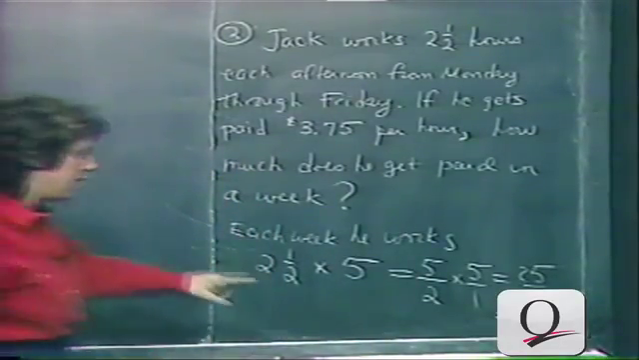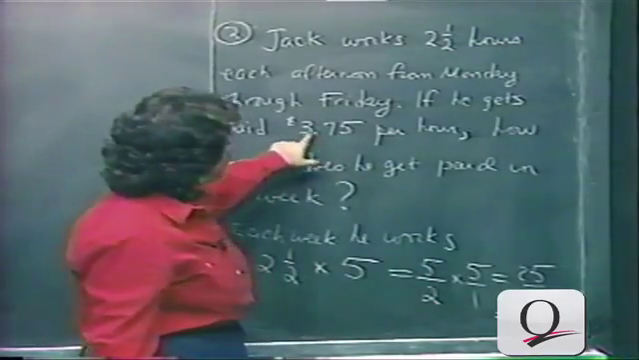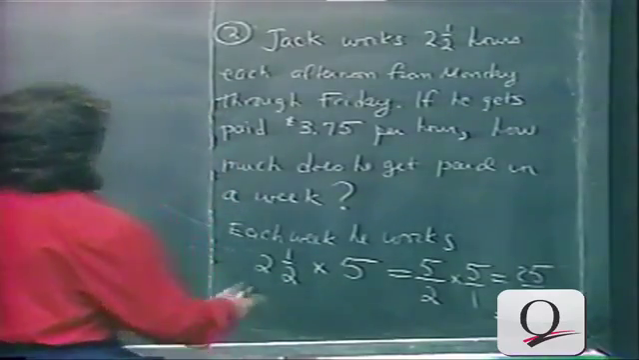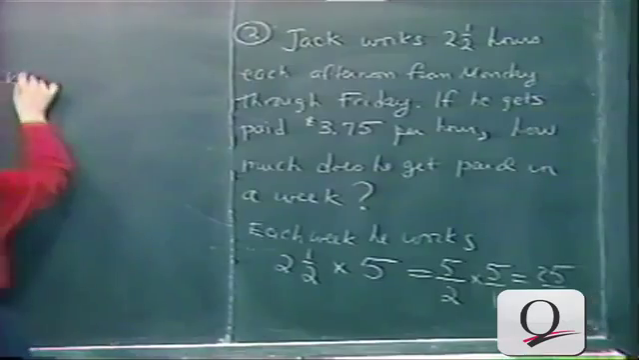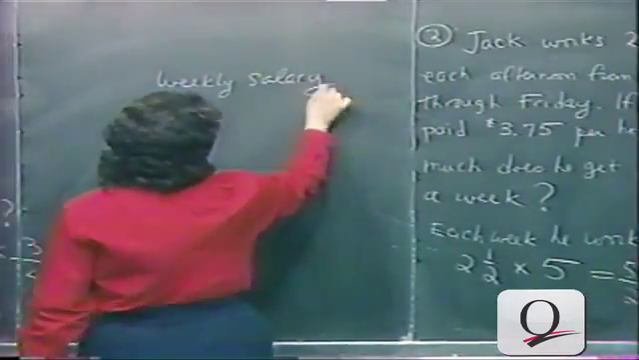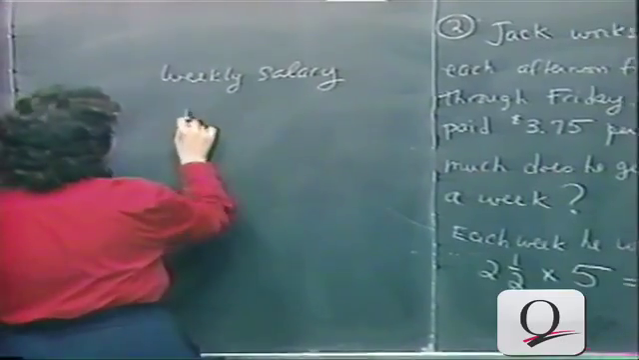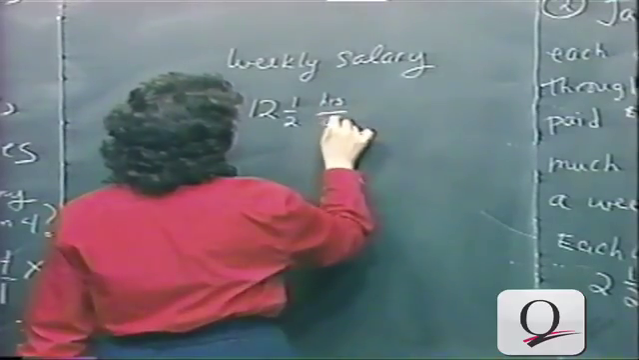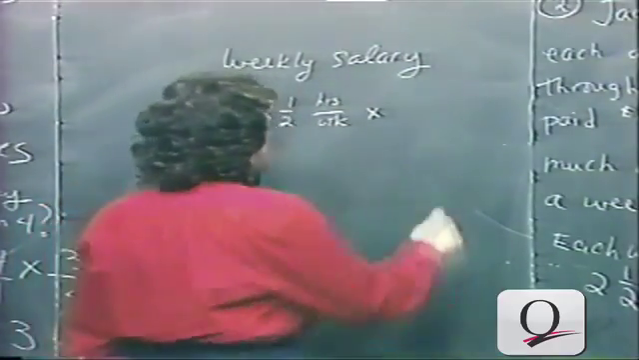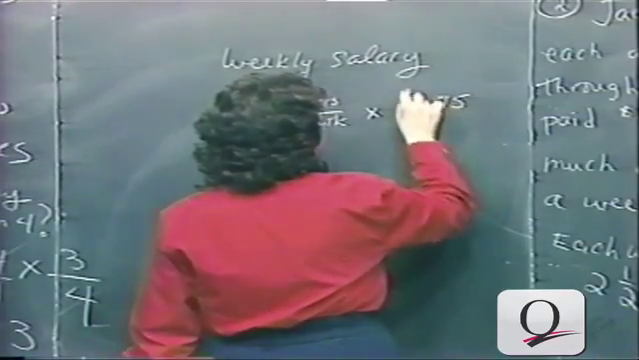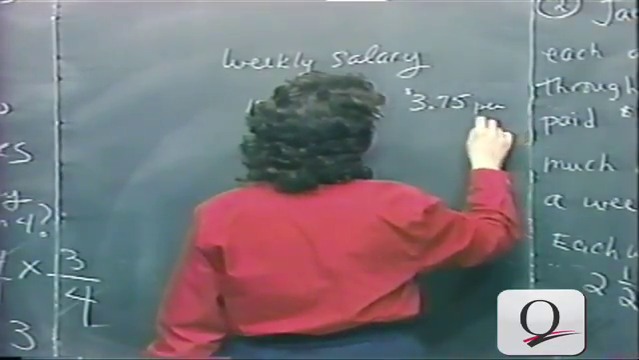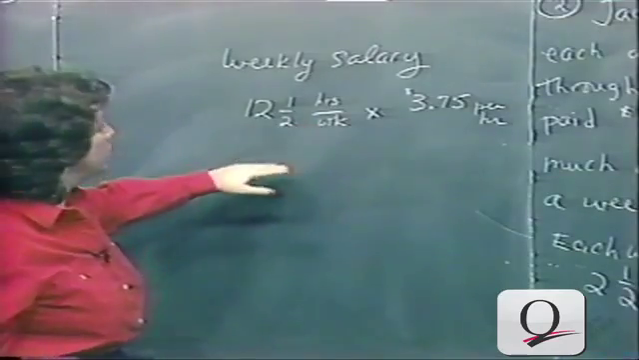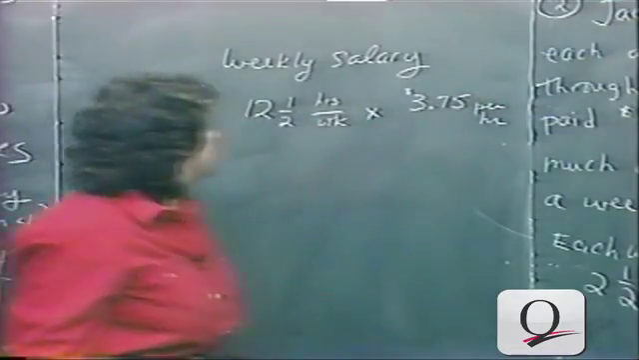Okay, well, that tells me how many hours a week he's working. Now, he's making $3.75 per hour. So we want to know how much does he get paid in a week. So his weekly salary will be the number of hours he works per week, 12.5 hours per week, times $3.75 per hour. 12.5 hours per week times $3.75 per hour will give us his weekly salary.